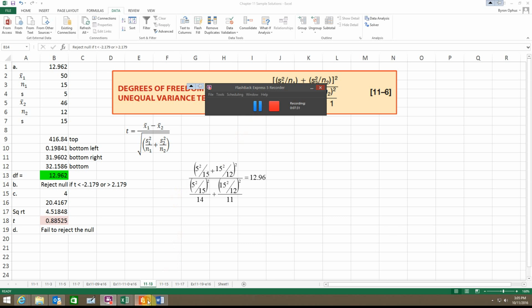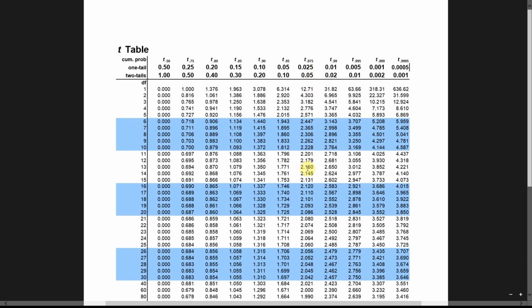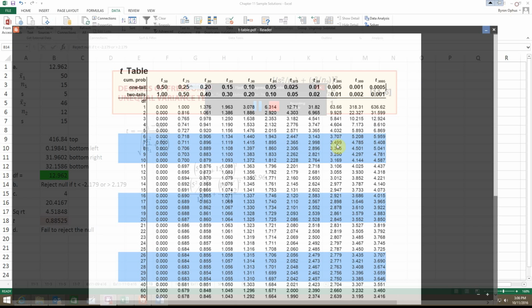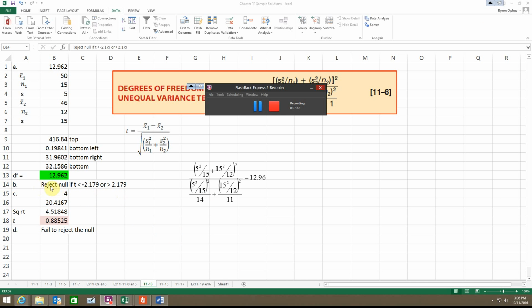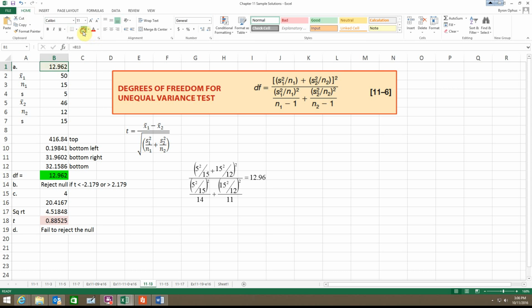So I would look at my 12 as my degrees of freedom and my two-tailed test 0.05, so I'm at 2.179. So I'm going to reject again because it's a two-tailed test if it's less than minus 2.179 or greater than 2.179. So A, I've calculated my degrees of freedom, and B, I've stated my test rule. And then C is, what do I got for C? It says state the decision rule. C is compute the value of the test statistics.